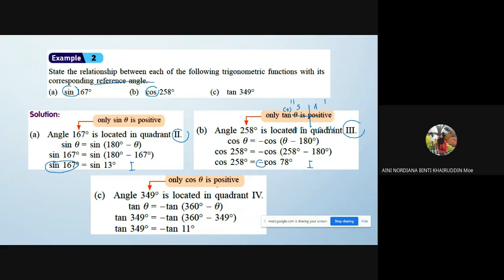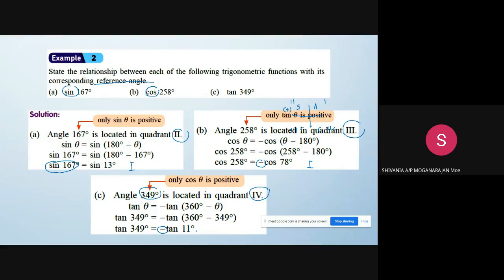For C pun sama. Angle 349 located in quadrant 4. So tangent at fourth quadrant is negative. So you need to add negative at the answer. Boleh tak? Ada soalan tak?